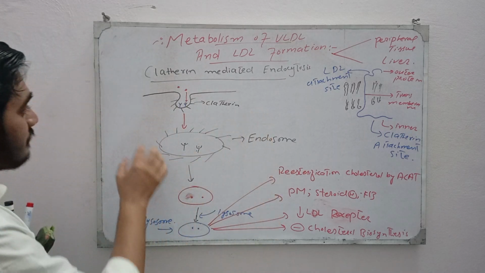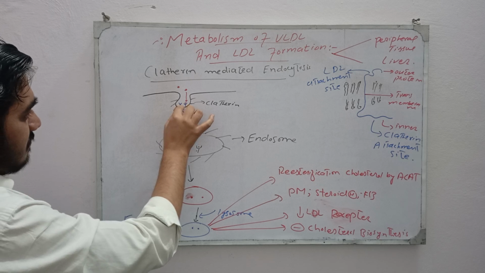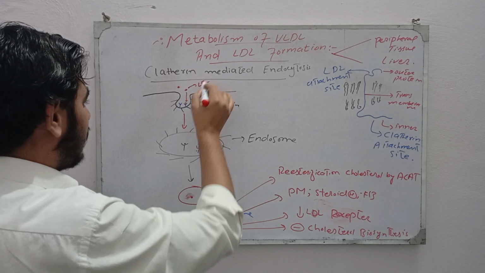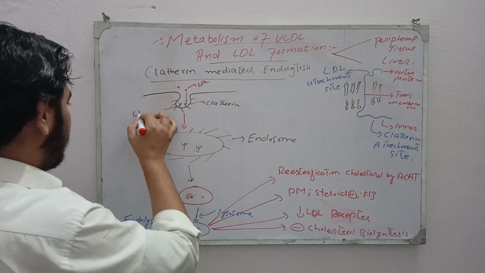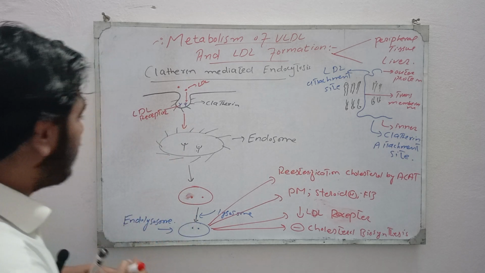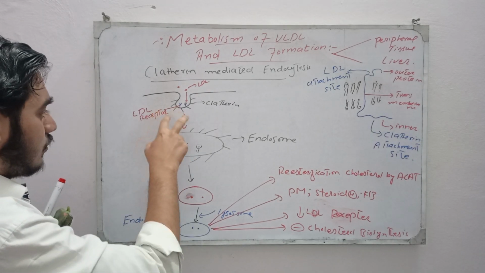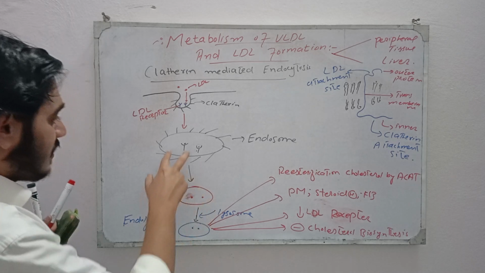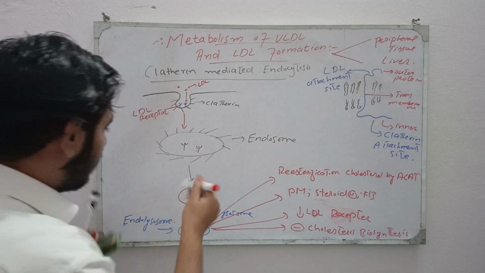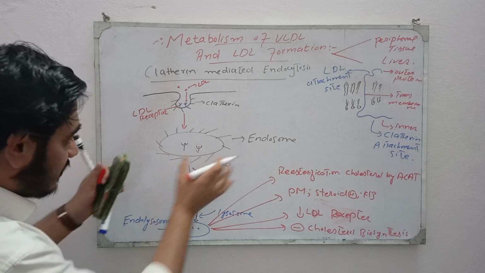Now this is the mechanism. These are the clathrin coated pits. Inside there are LDL receptor and this is the LDL particle. In the next step there is internalization of clathrin coated pits with the help of clathrin, and in the next step there is a shedding of clathrin and the receptor part is reutilized again, and there is a reduction in the size of endosome.